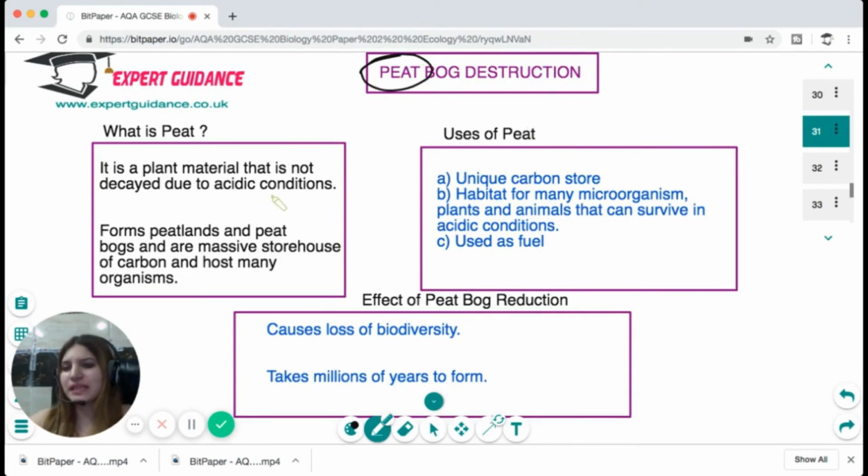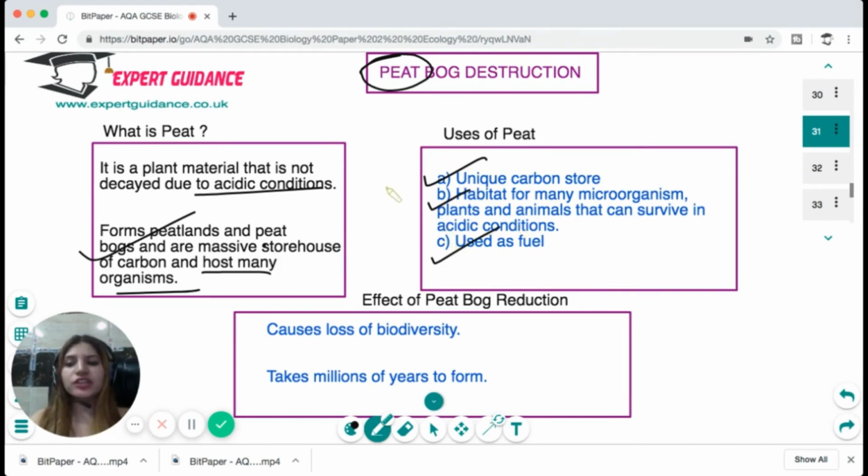Now what is peat? It is a plant material that is not decayed due to acidic conditions or conditions not favorable for decay. And it forms peatlands and peat bogs, and they are the massive storehouse for carbon, and they host many other organisms. Now, this peat is a unique carbon store. It is the habitat of many microorganisms, plants and animals that can survive in acidic conditions, and peat can be used as fuel.